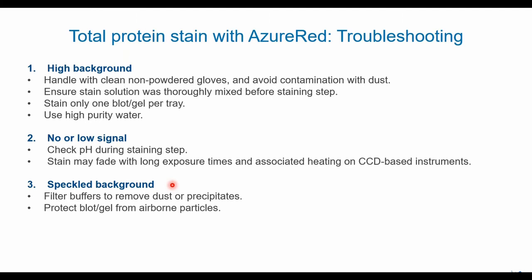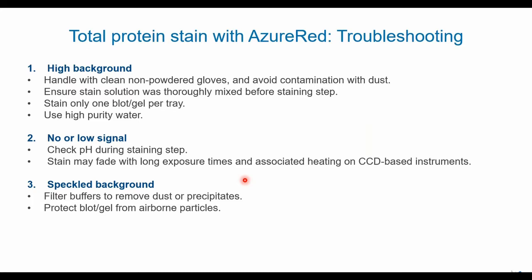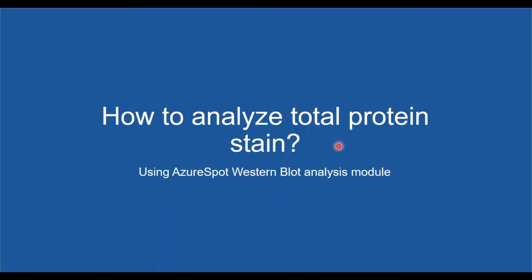So these are the troubleshooting tips. Right, so after you get the total protein data, how should you analyze the data? I'll be using Azure Spot, which is our free Western blot analysis module. The analytic workflow after the capture is the same as with a housekeeping protein, but the signal intensity for the entire lane, or a large portion of the lane, is used for normalization instead of a single band.